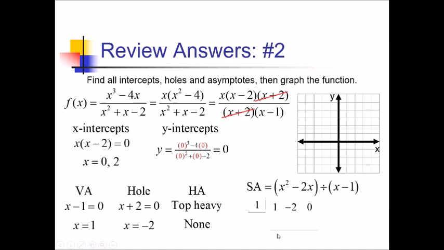Bringing down that first one, we have 1 times 1 is 1, plus negative 2 is negative 1. And this is all we need, but we can keep going. 1 times negative 1 is negative 1, plus 0 is negative 1. We don't really care about the remainder. It's just the quotient that gives us our slant asymptote. So we end up with y equals 1x minus 1.